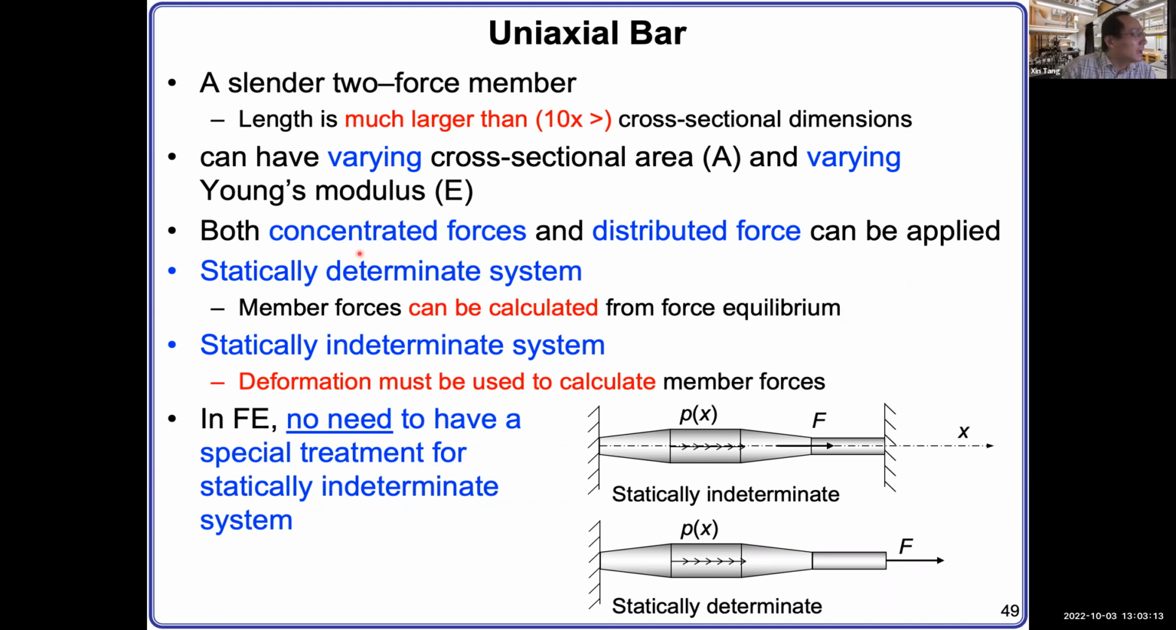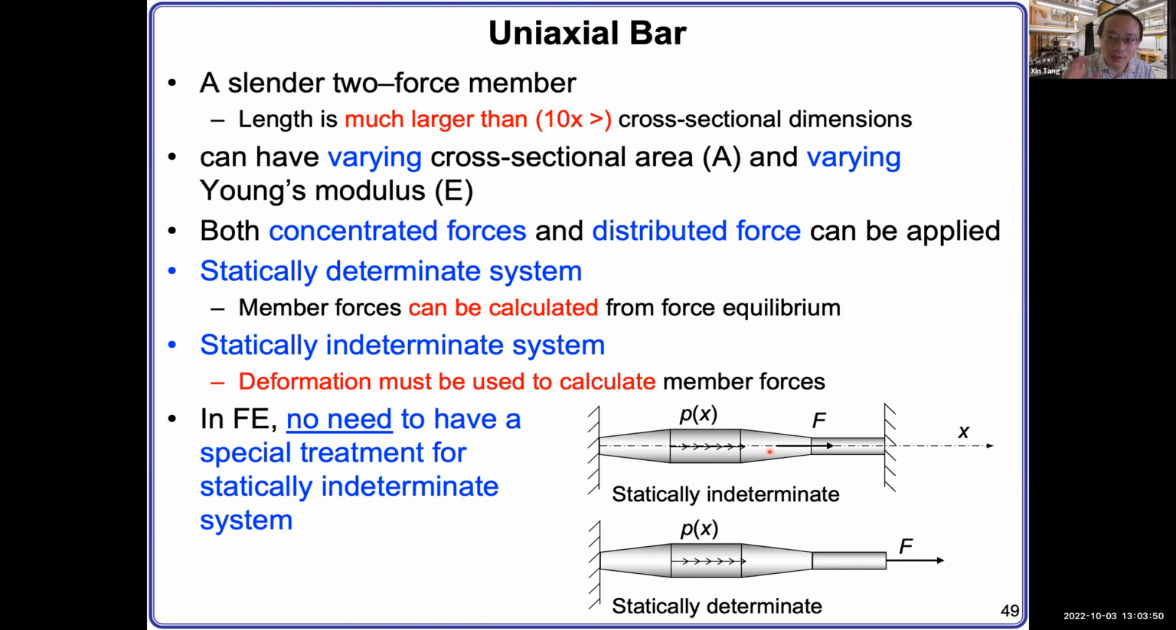And when the force is applied on this bar element, there are two types of force. One is the concentrated force, one is distributed force. So here you see two examples. These two examples are called statically indeterminate system and statically determinate system. Statically indeterminate system means the system, you have the force applied, but only by using the force equilibrium condition, you cannot find out the deformation, the complete deformation picture of this system.